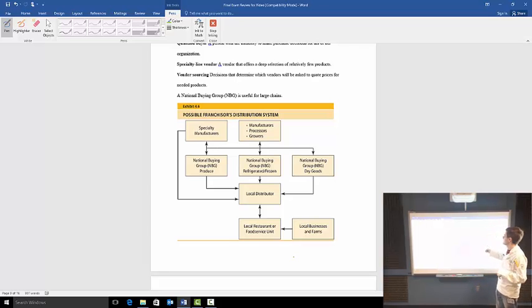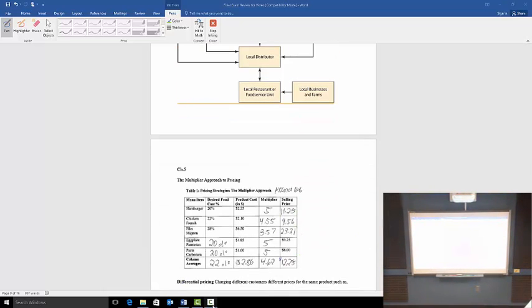So how this works is your local restaurant or food service unit, say this is McDonald's, will talk to the local distributor, who will talk to the national buying group. The NBG will source everything and then it will be delivered to you. It is a complex system, but it does result in a large amount of cost savings. So those are our main highlights from Chapter 4.